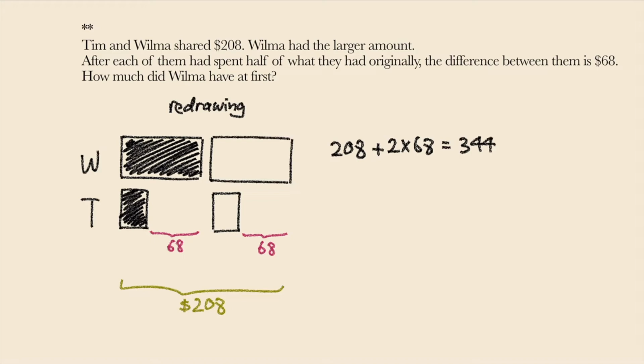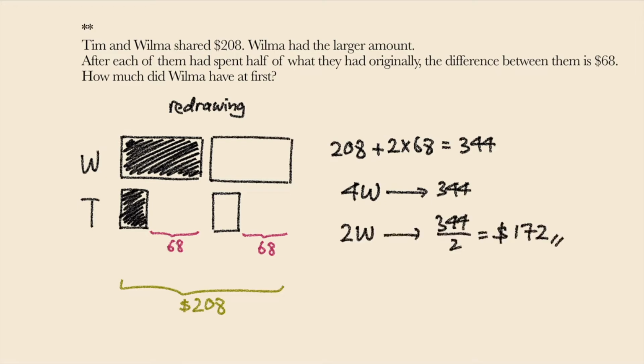Because then we have 4 very nice units of W. Can you see that this is, let's call this 1W, okay? 1W, 1W. If I fill in a 68 here, this is another W. If I fill in a 68 here, that's another W. So that's a total of 4 W's, 344. 1 W is, oh no, let's find 2 W's. Why? Because Wilmer at first, that's 2 units of this. So that's going to be 172.